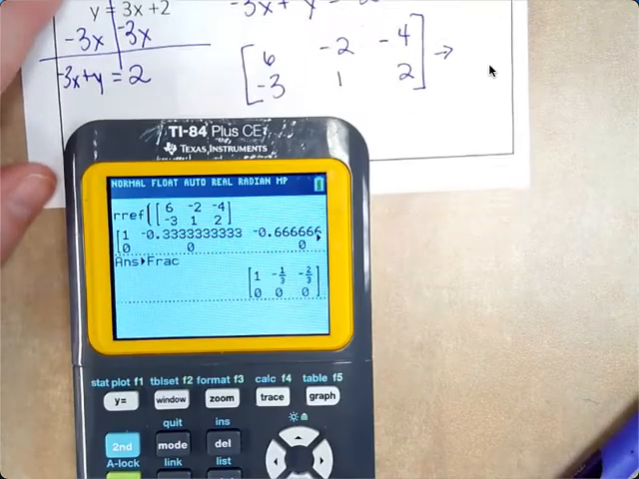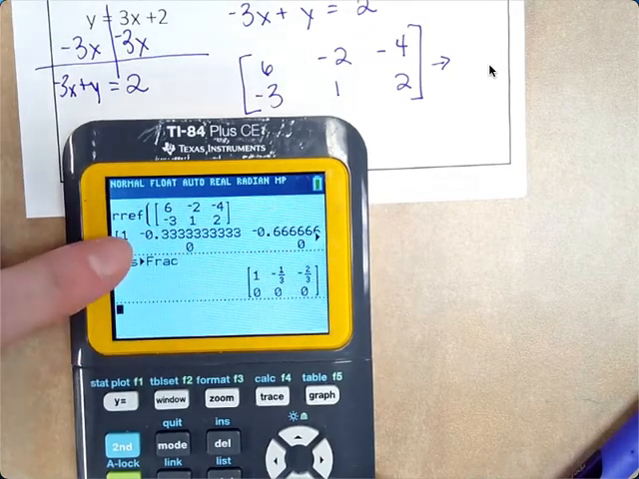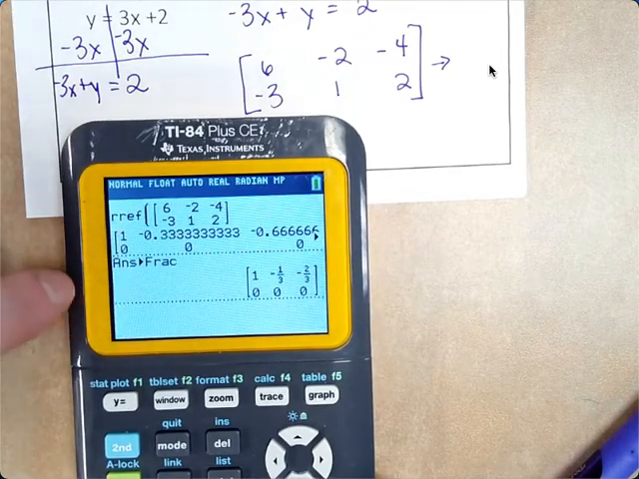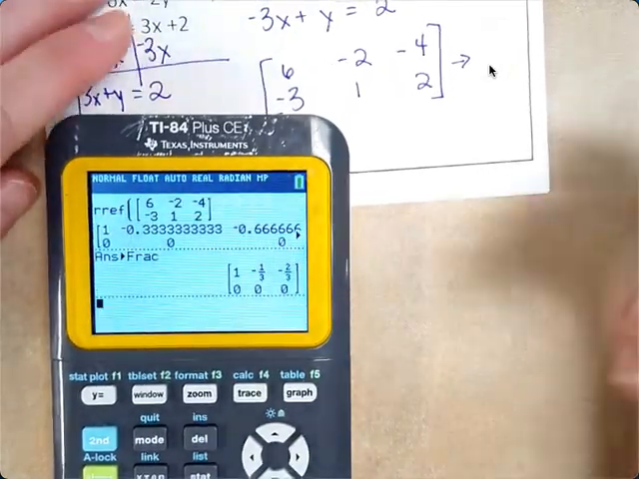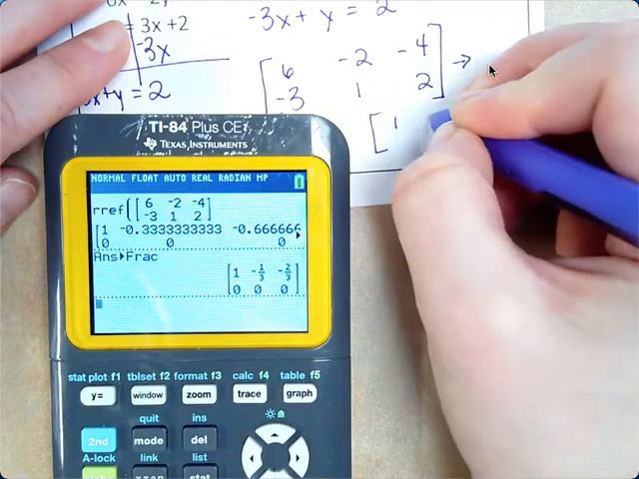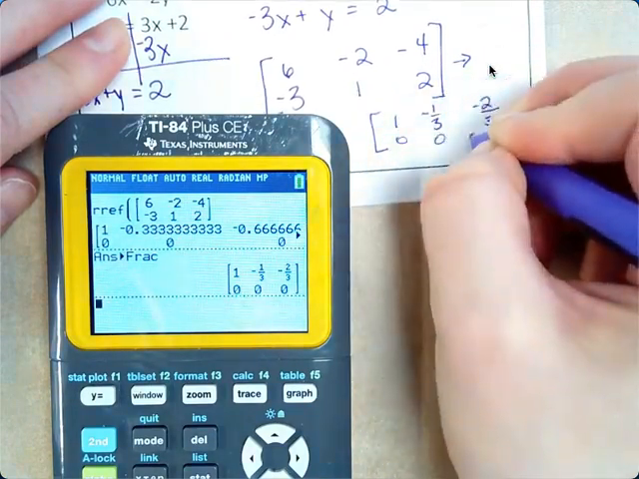Okay, so it comes out like that, and then you could change it to a fraction. So that's what I did. Once I push enter, then I hit math frac to put it in fraction form. And this gives us 1, -1/3, -2/3, 0, 0, 0.